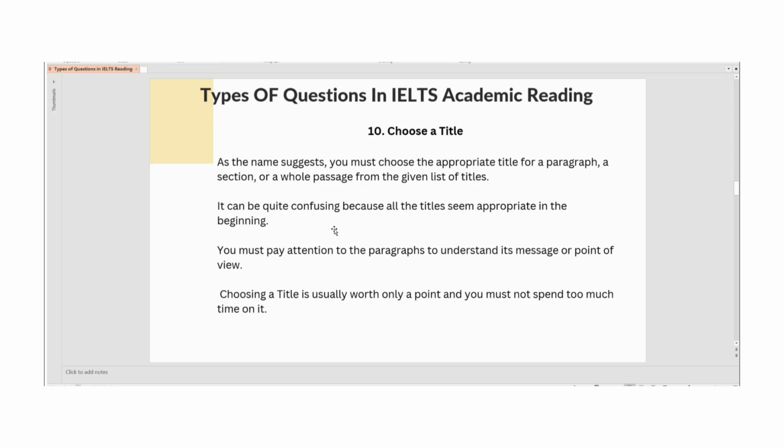You can usually find the appropriate title by reading the first paragraph and the last paragraph of the passage. The introduction and the conclusion usually contain all the information about the passage. So reading those paragraphs carefully will lead you to the right answer. Choosing a title is usually worth only a point, and you must not spend too much time on it. This type of question usually contains only one question, and one question in an IELTS reading passage only has 1 point. So you must not spend a lot of time on it because it is only worth a single point. But you have to solve it after all.